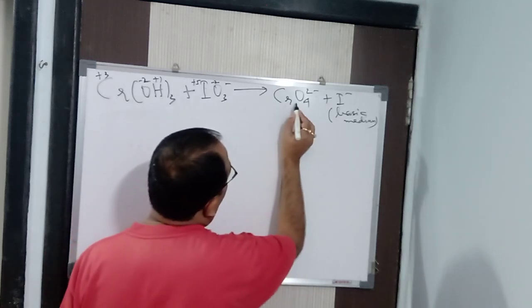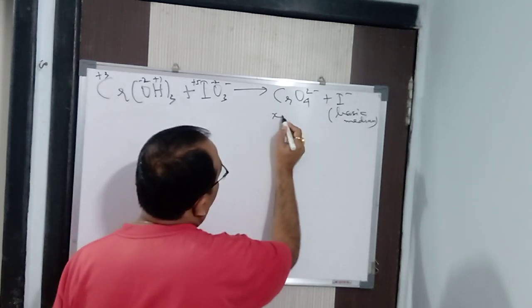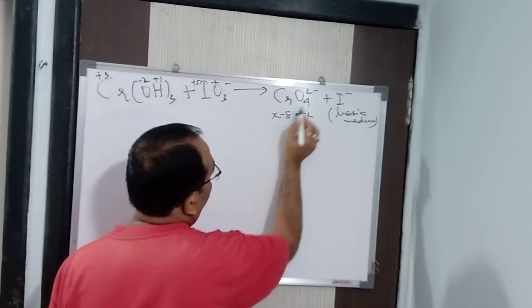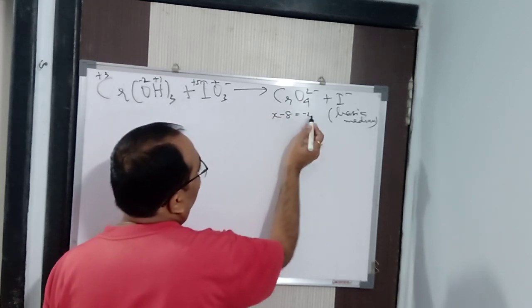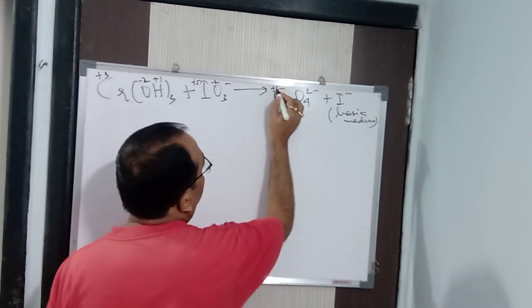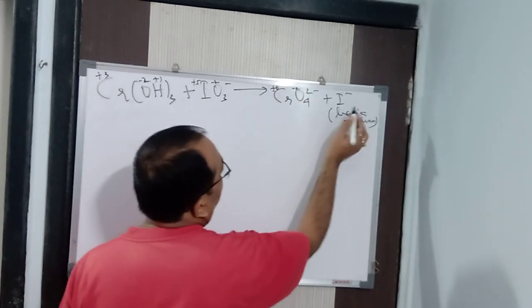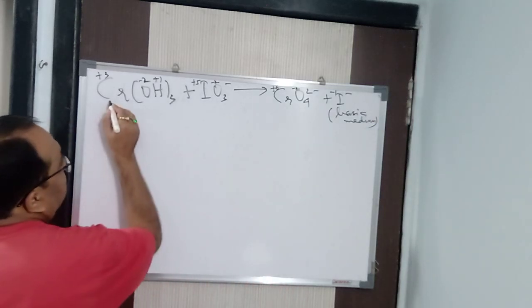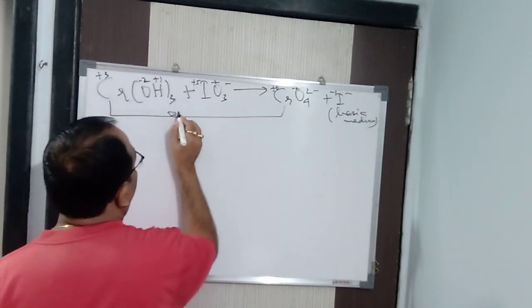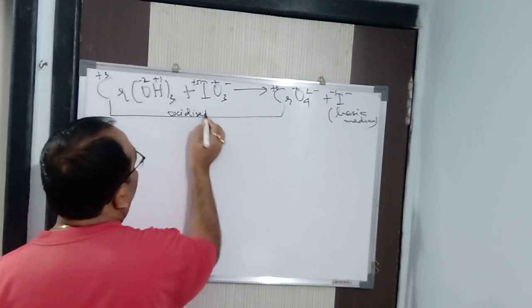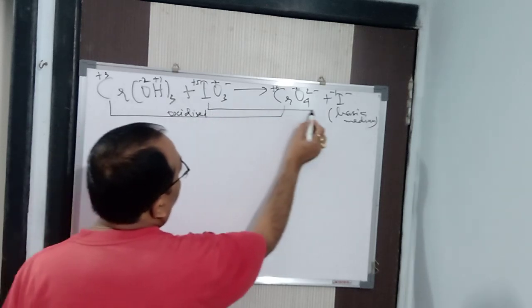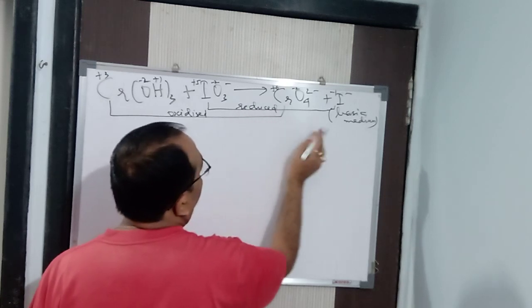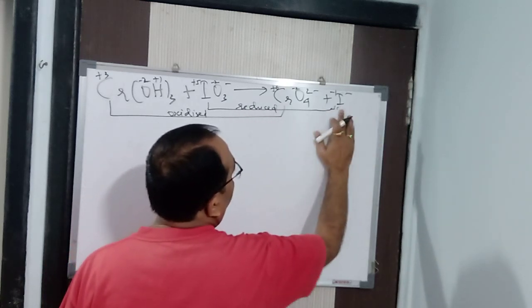Cr, here it is chromium, I'll take it as X. Oxygen is minus 2 into 4, minus 8, plus X is equal to minus 2. The X equals, how much is it? Plus 6. Here it is minus 2, and here it is already minus 1. So what you see is that plus 3 to plus 6, it is oxidized. And I plus 5 to minus 1, it is reduced. Leave this one, basic medium.